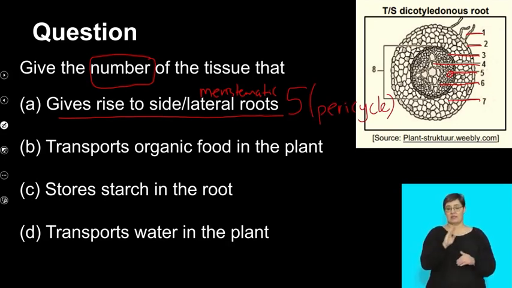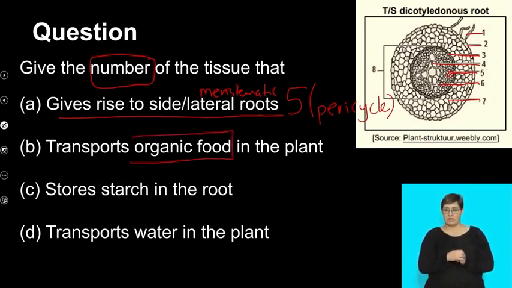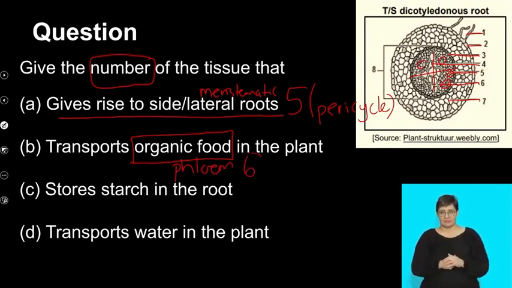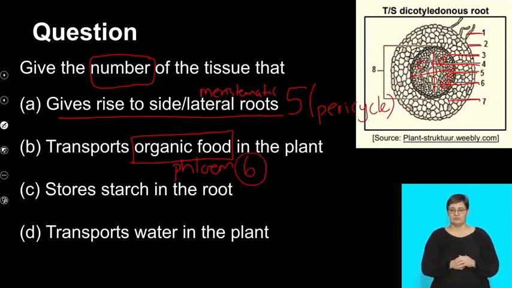All right, next one, B. Transports organic food. What I'm looking for is phloem. Now, always think the X is always going to be xylem. Phloem is always in the arms of the xylem. That is going to be number 6. Okay, so number 6 there.